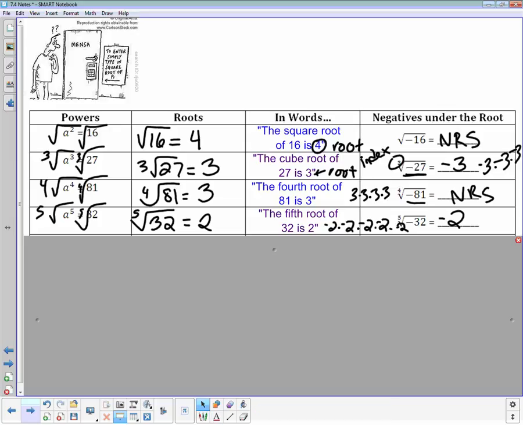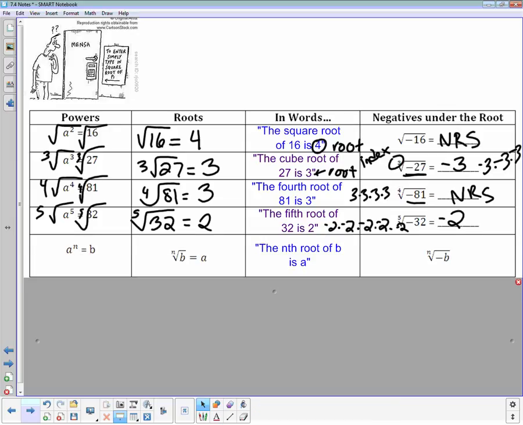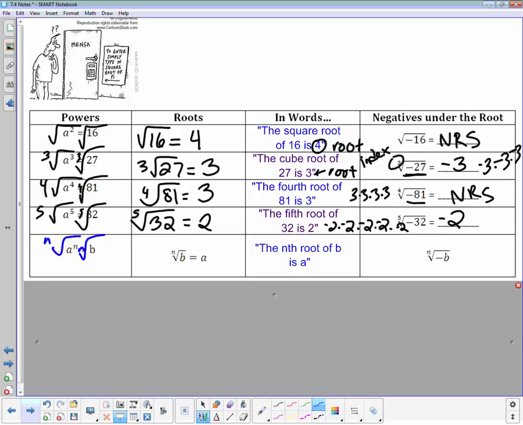So basically the general rule is we have a to the n is equal to b, and to solve for a, we're going to take the nth root of both sides as such, and we have the nth root of b is equal to a, and the nth root of negative b, it depends on whether or not the solution exists based on whether or not the index is even or odd.